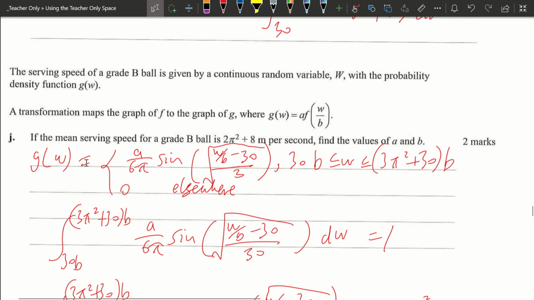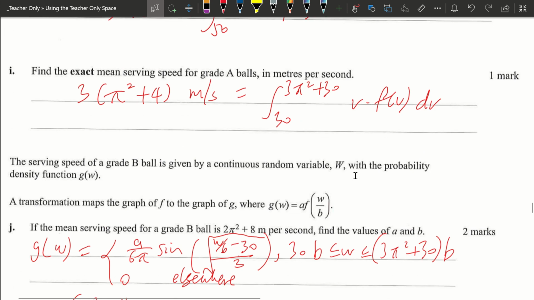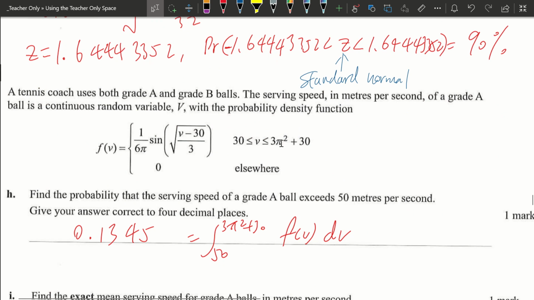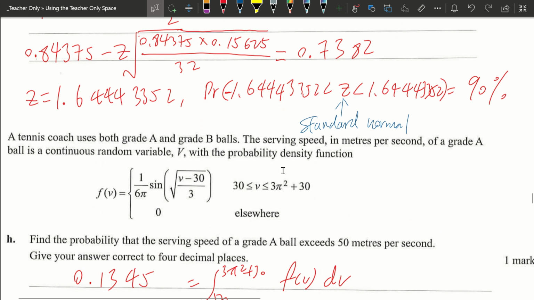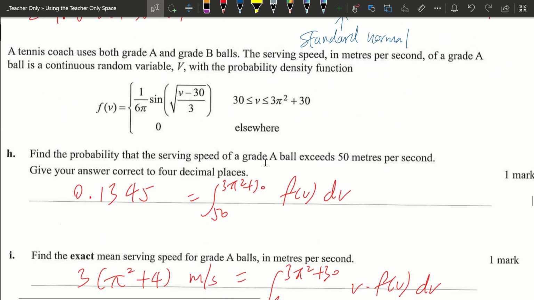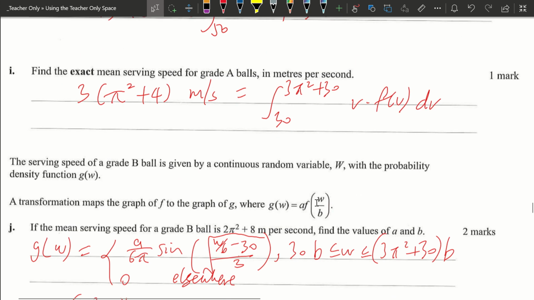So I'm just going to write down what G is. I substitute W over B into F and then times A, and this is what I get. The rule is straightforward to write down, but the domain. The domain is in terms of V, but in this case in terms of W. Let's look at A. Does A affect the domain? The answer is no. A affects the Y values, so it doesn't affect the domain. The domain is the X values.